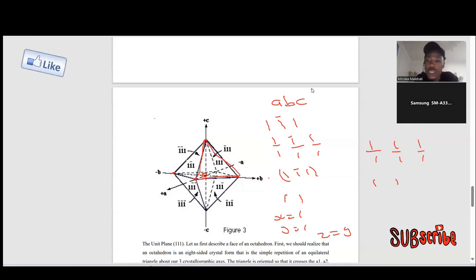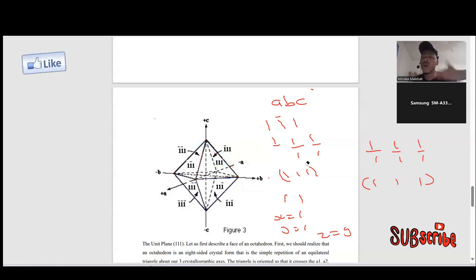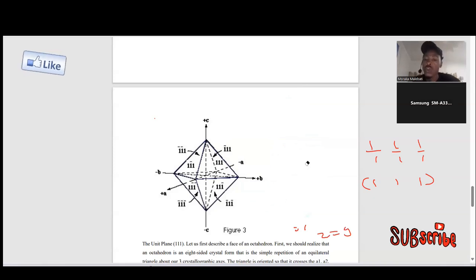Which is basically 1 1 1, and then you close. Now this is your Miller index. That's why this plane is this one, (1 1 1). Okay, so that's basically how you determine the Miller index. You should just follow the rules that I've just mentioned, so you can determine the rest to show if you really understand.